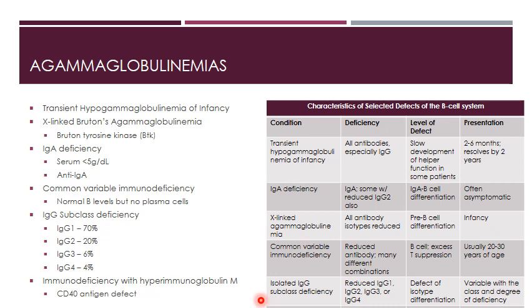Then we have isolated IgG subclass deficiencies. In any case where the level of any one of the subclasses is 2 standard deviations lower than the age-adjusted mean, you have a deficiency by definition, okay? We know what that means. And I've given you here the relative percentages of which classes are deficient. And you can see, I'm sorry, these are the relative levels that should be there, right? You should have mostly IgG1, then 2, then 3, then 4.